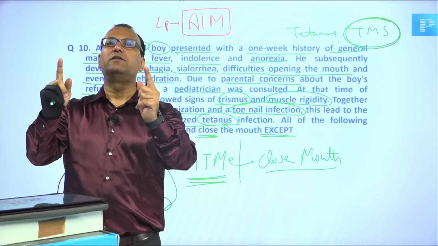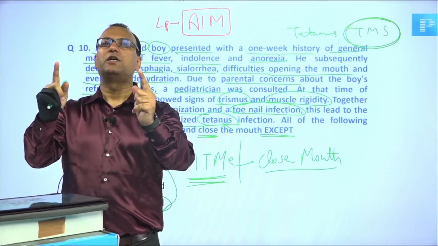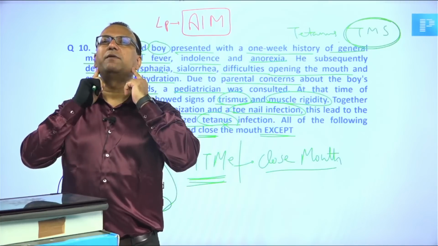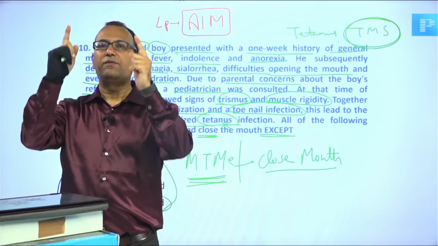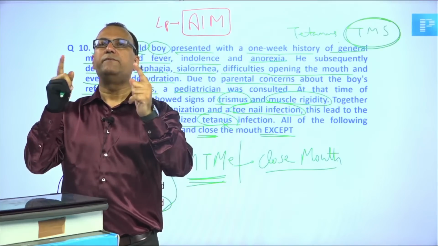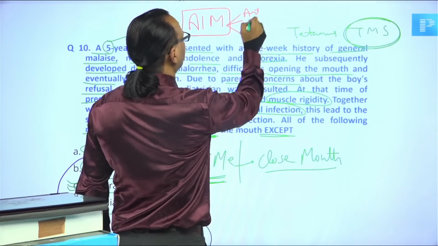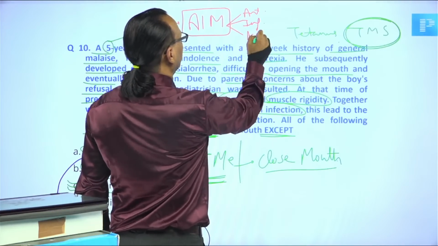What is this AIM? A, anterior, means protrusion. I, inferior, means depression. It takes the mandible anterior and inferior, and what is M? Medial. It takes the mandible anterior, inferior and medial.